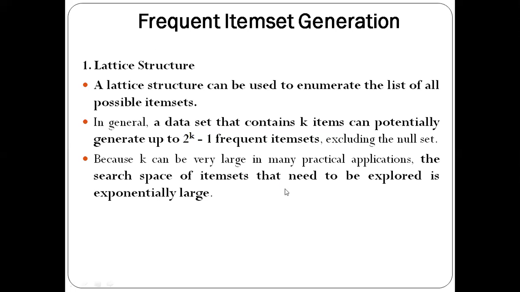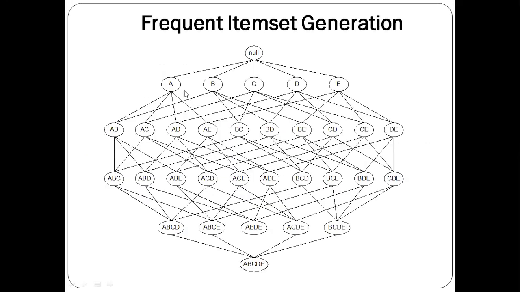For example, I'll give you an example. So see here, I have a total of 5 items here, A, B, C, D, E. Okay. So now the total number of frequent item sets generated in this method is 2 raised to 5 minus 1. 2 raised to 5 is 32, minus 1, so 31 frequent item sets will be generated in this method. All these 31 frequent item sets are given here.